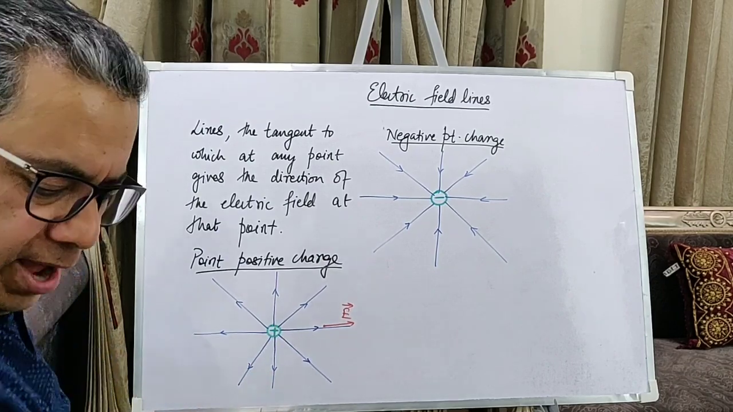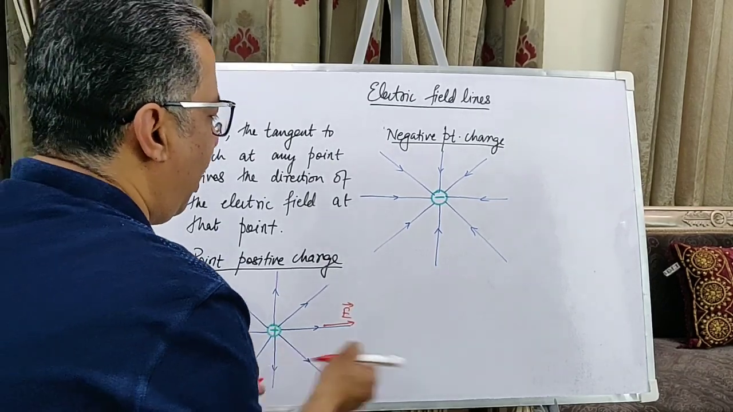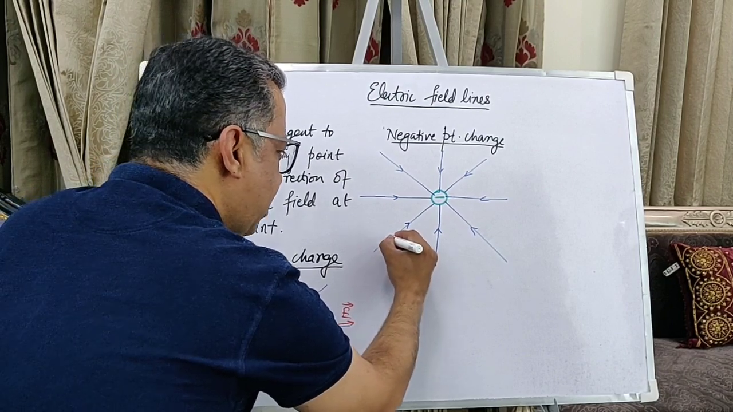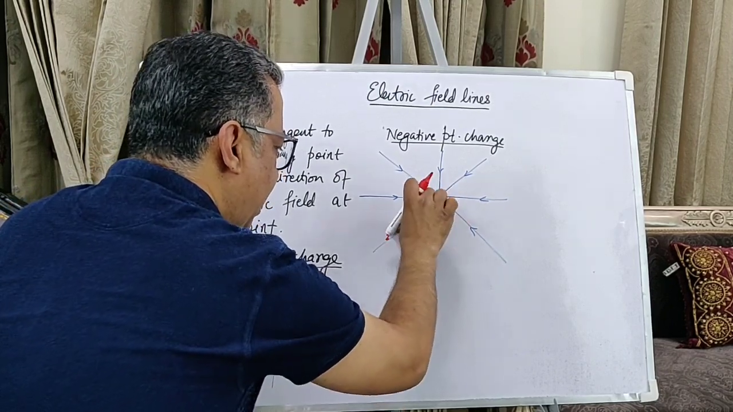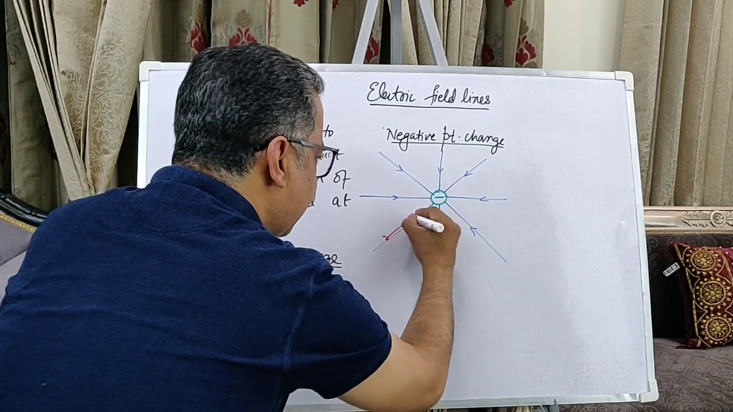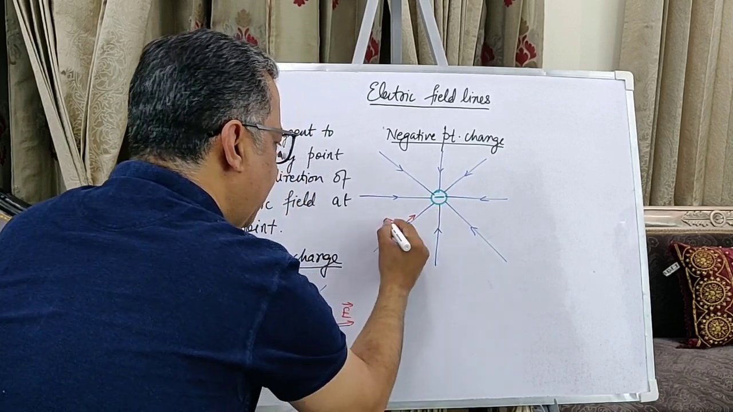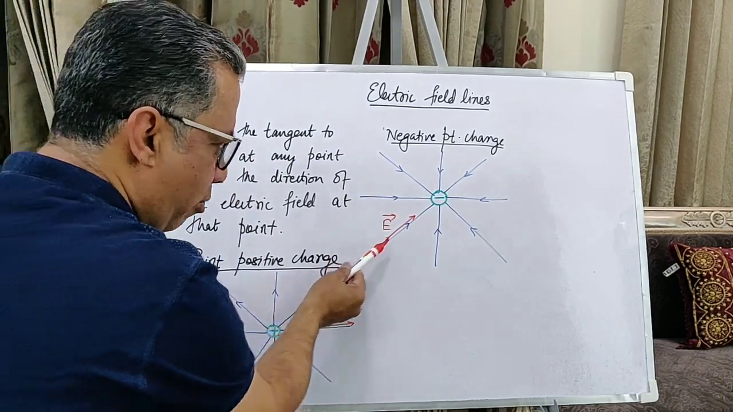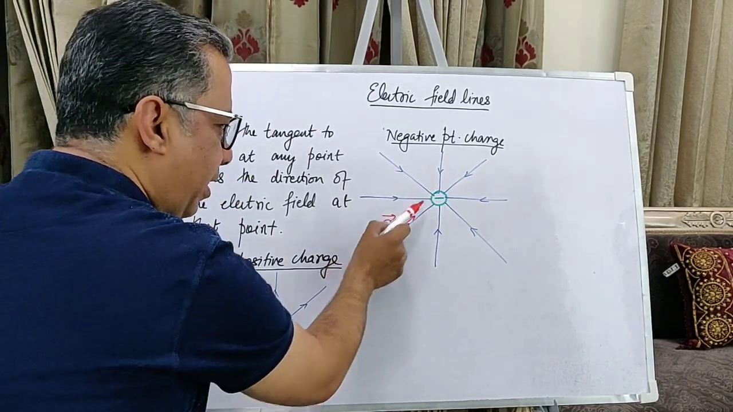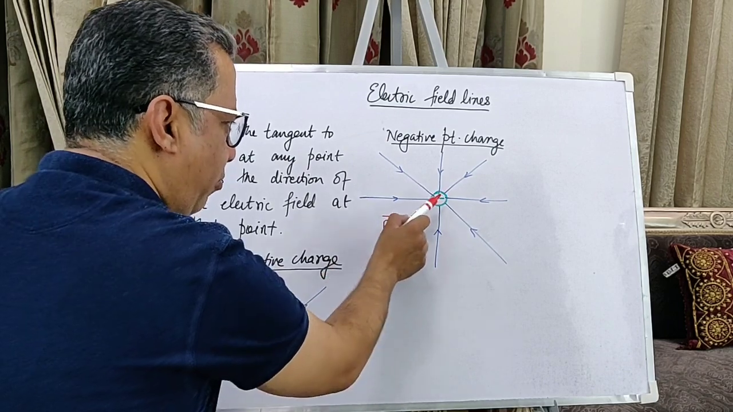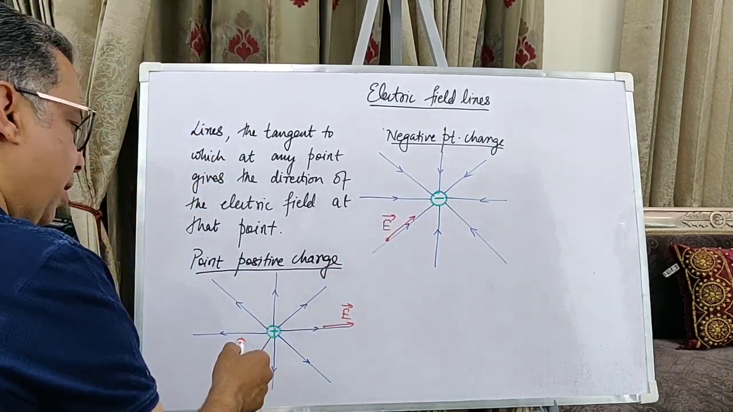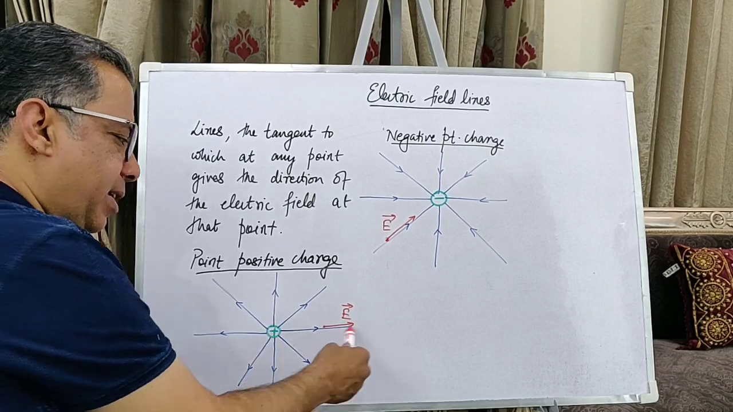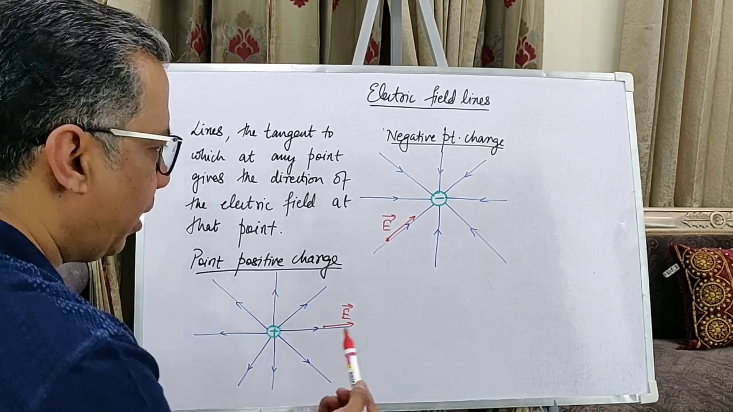Now if at any point I'm interested in determining the direction of the electric field, then at that point I draw a tangent, and this tangent gives me the direction of the electric field. Now the field lines are pointing radially inward, so the field is also pointing radially inward towards the point charge. Whereas with a positive point charge, they were pointing radially outward, and so was the field.